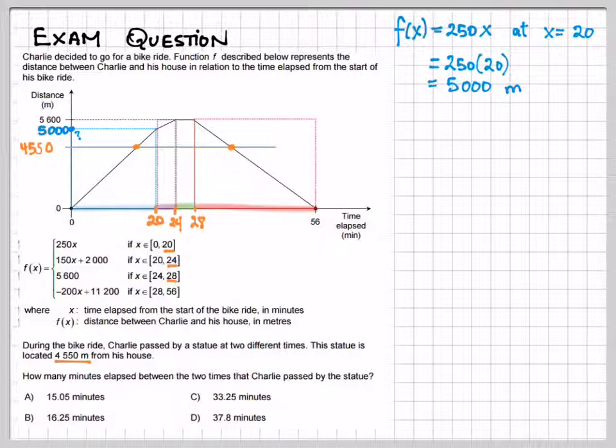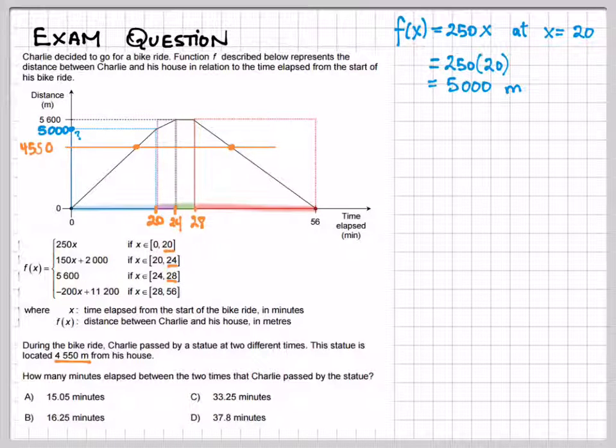This is important to know because when I draw a horizontal line going through 4,550 meters, we see that this horizontal line in orange crosses the blue part of the graph and the red part of the graph. Those 2 points are what we're interested in. We will need to use the first part of the function, which is 250x, and the last piece of the function, which is minus 200x plus 11,200. Those are the two pieces of our piecewise function that we need to use.